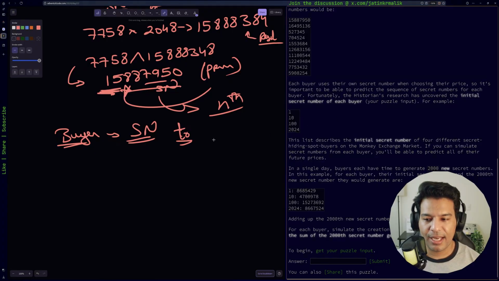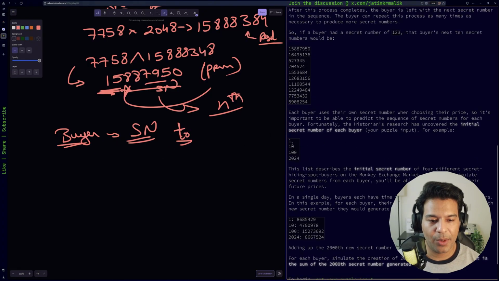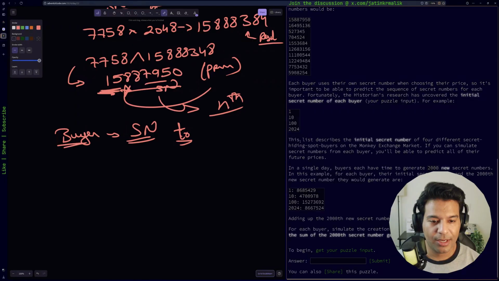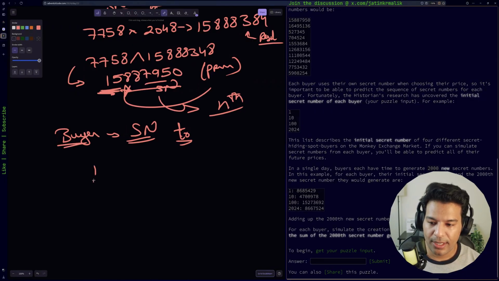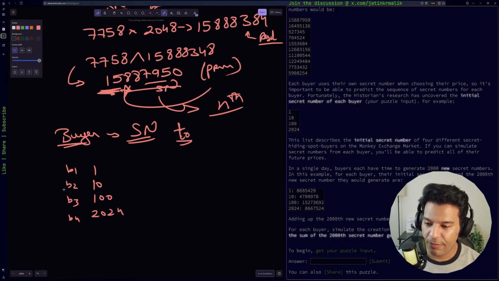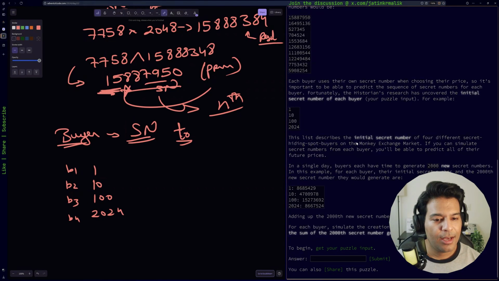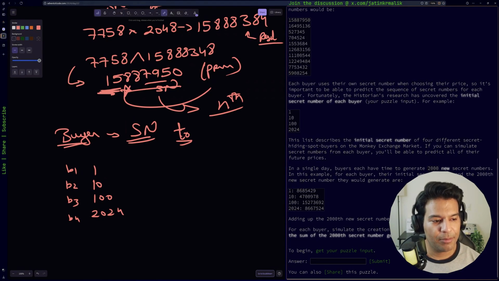And they give an example where if there were 4 buyers, we are given 1, 10, 100, and 2024. So we are given 1, 10, 100, and 2024. And this is buyer 1, buyer 2, buyer 3, and buyer 4. And this list describes the initial secret number of 4 different buyers on the Monkey exchange market.